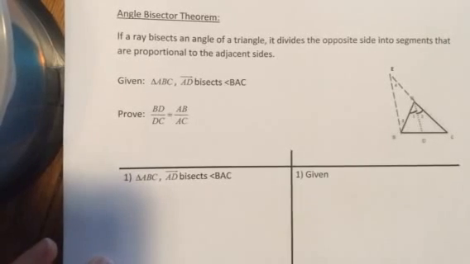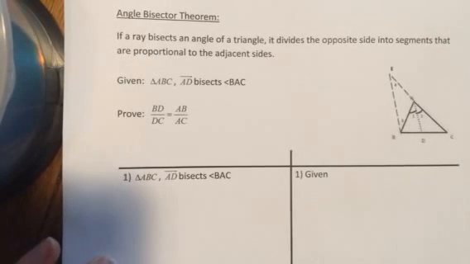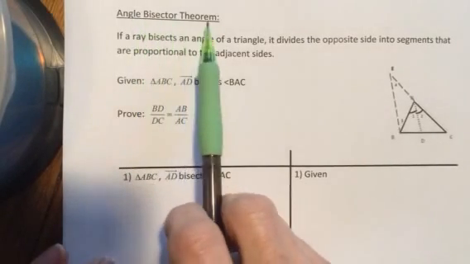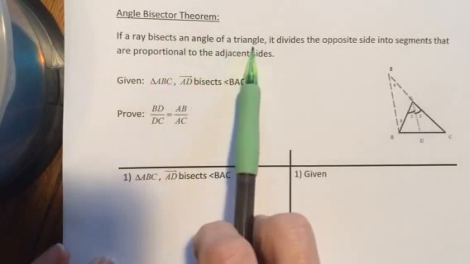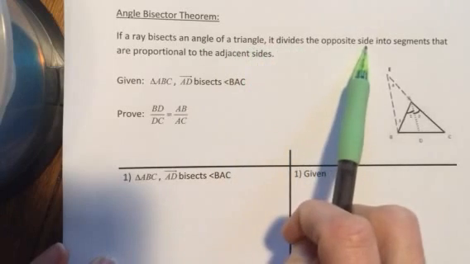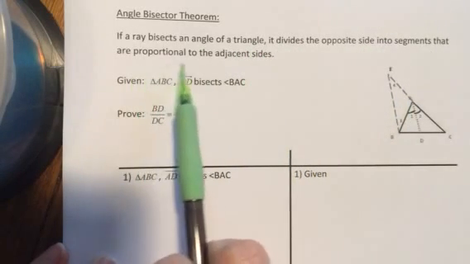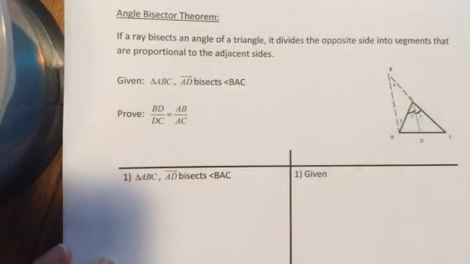Okay, here it is, the final page and our final theorem, for this lesson at least. It's called the angle bisector theorem. It says, if a ray bisects an angle of a triangle, it divides the opposite side into segments that are proportional to the adjacent sides.